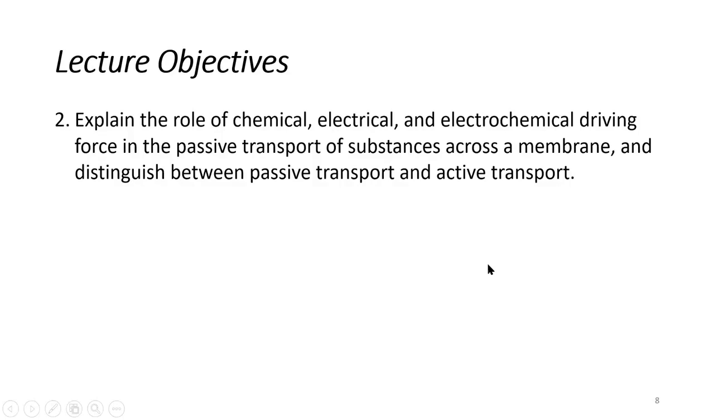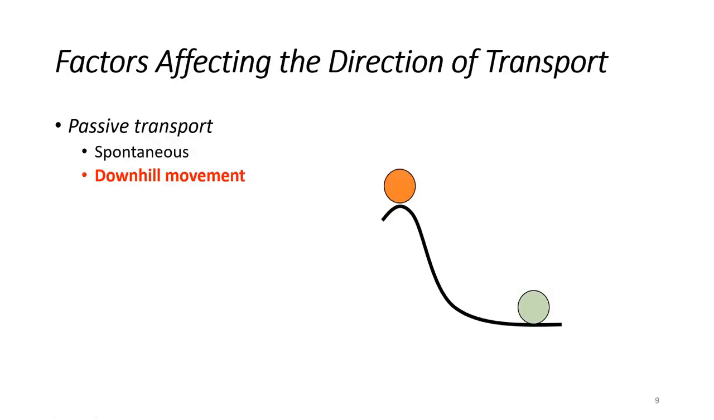So let's move on to objective 2, which is to explain the role of chemical, electrical, and electrochemical driving force in the passive transport of substances across a membrane. And then we're going to distinguish between passive transport and active transport later on. So passive transport is pretty much easy, spontaneous, downhill transport. This is where we have the movement of substances in their natural gradient. So from an area of high concentration to an area of low concentration.